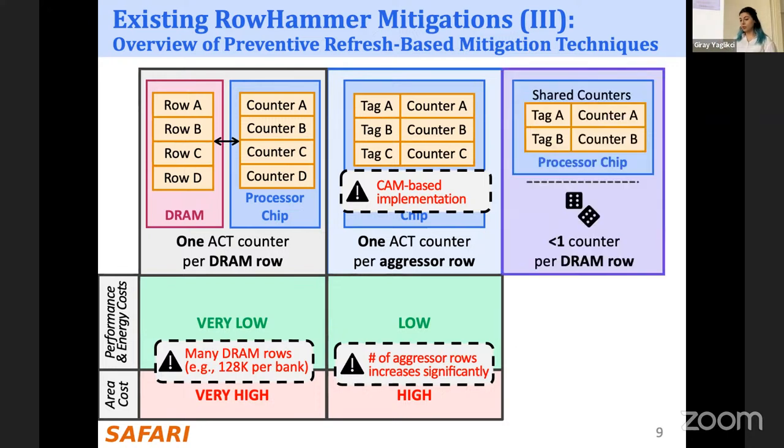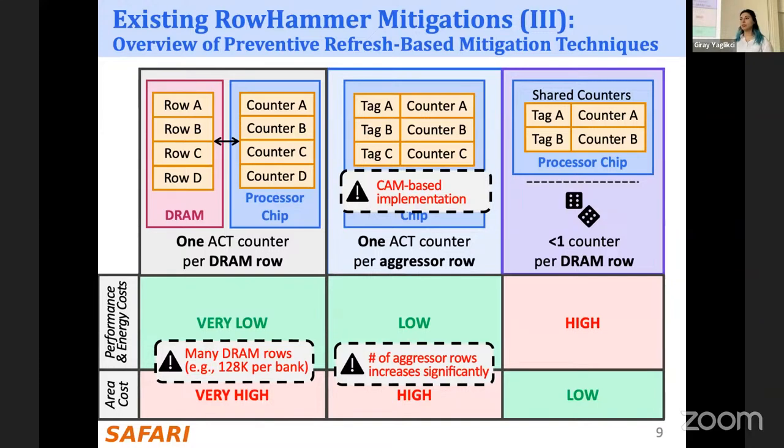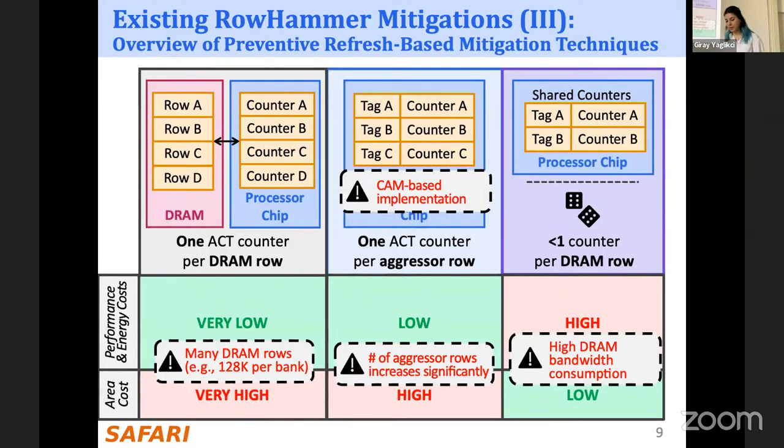And the last approach allocates less than one counter per DRAM row, either by introducing shared counters that track many DRAM rows with each counter, or by introducing probabilistic preventive refreshes. So this effectively reduces the number of counters implemented in the system, and therefore the mitigations based on this approach have low area costs. However, they incur high performance and energy costs, especially at low RowHammer thresholds, because they use useful DRAM bandwidth to do preventive actions, and they consume a high portion of it instead of doing useful memory requests.